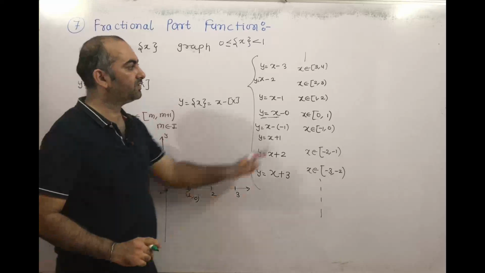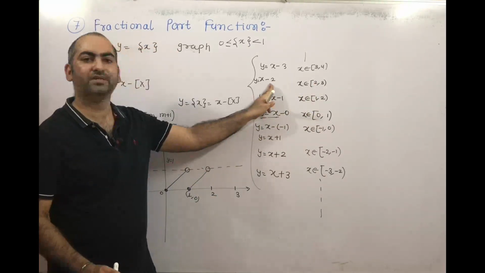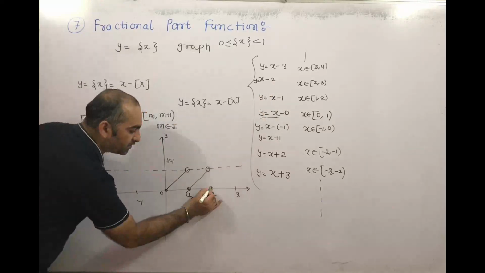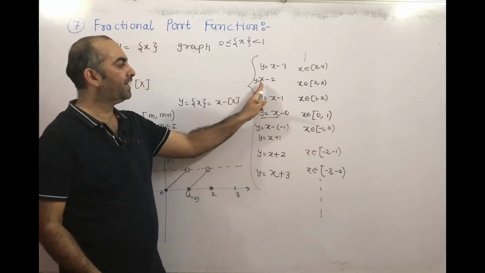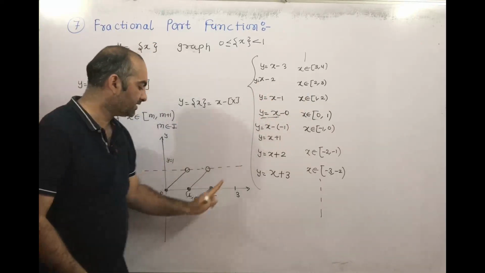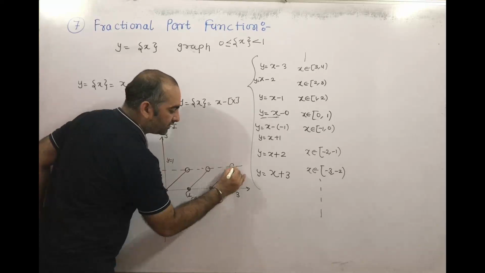Now next interval 2 to 3, here 2 is included. So if you put 2 here, 2 minus 2 is what? 0. So at 2 we will get 0, correct? And you can see in 2 to 3, what line are we getting? y equal to x minus 2. So we'll get a line passing through 2, and this will go till 3.